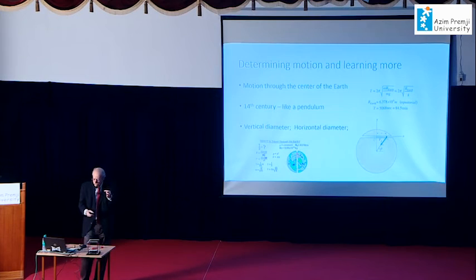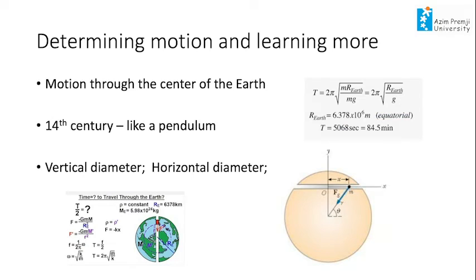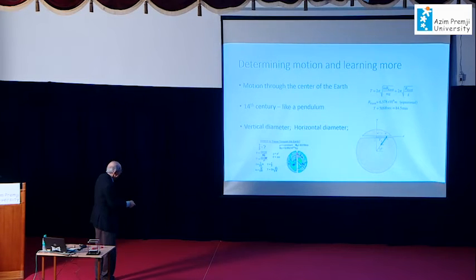In fact, in the 14th century, somebody said, if you drill a hole through the center of the earth, I wonder what would happen to the mass. The mass will go down toward the center, go faster and faster, then slow, and it will go back and forth. And we now know how to compute that. It would take 84.5 minutes to go back and forth.